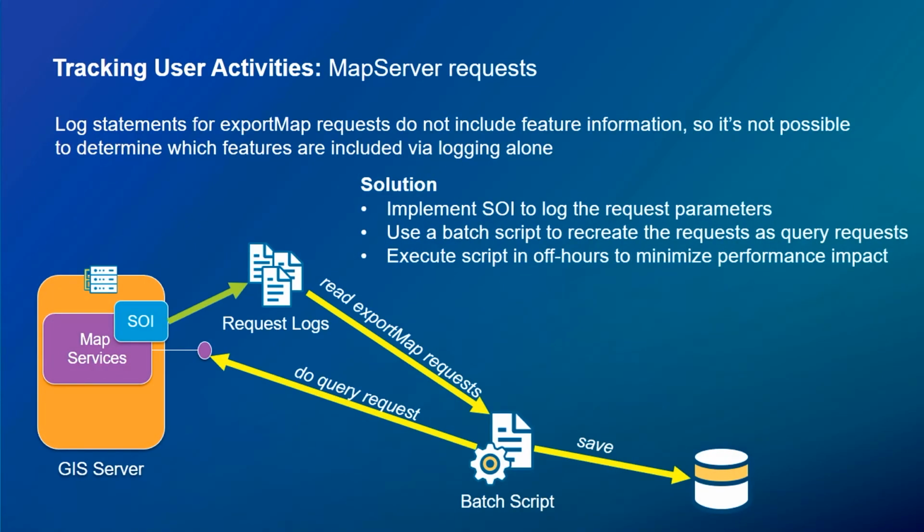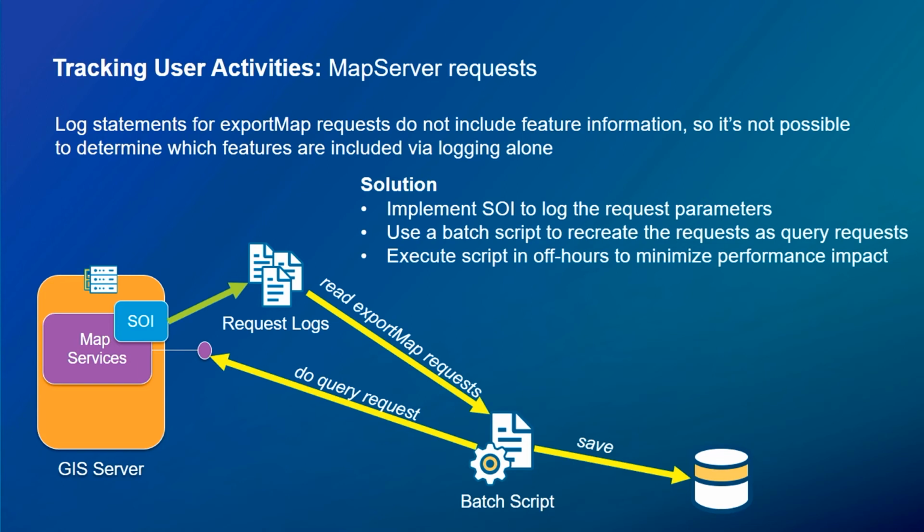So the pattern that we worked with this customer, in order to understand exactly which features the users were getting from an export map request, was to basically log the request that the users are submitting. The reason for that is we need to be able to redo that request to understand what features are in that request. My diagram here, which may or may not make sense to you, shows that for each request that's coming in, the SOI is logging that to a request log.